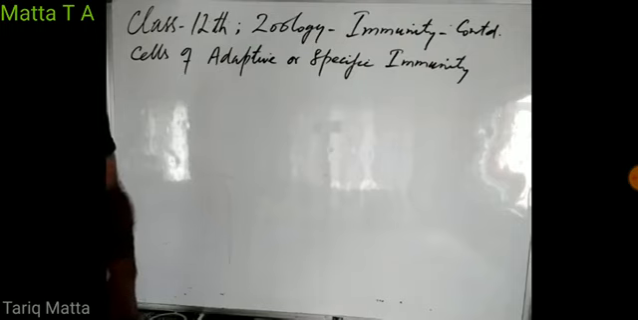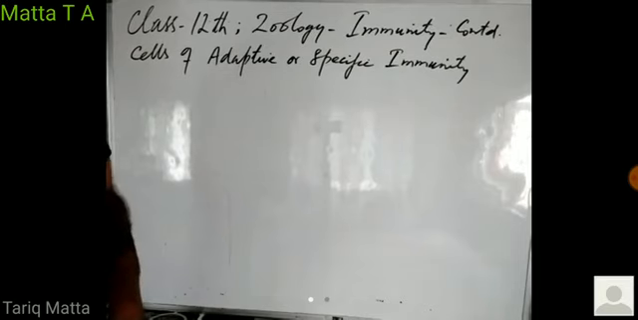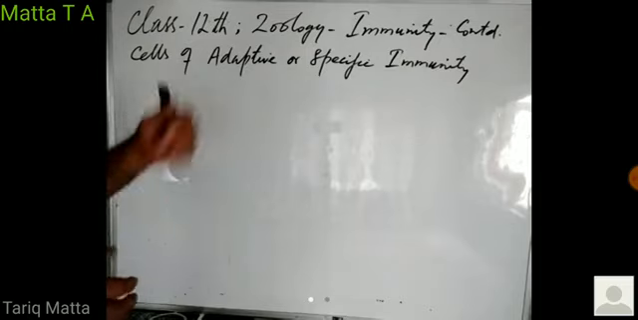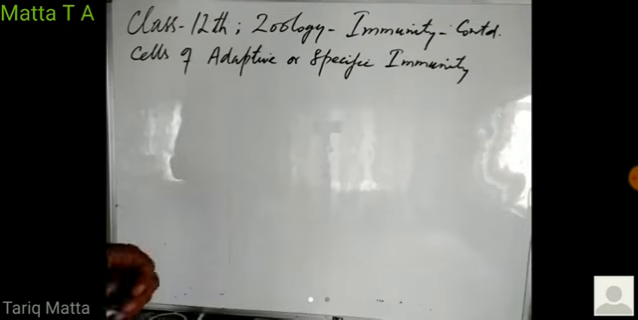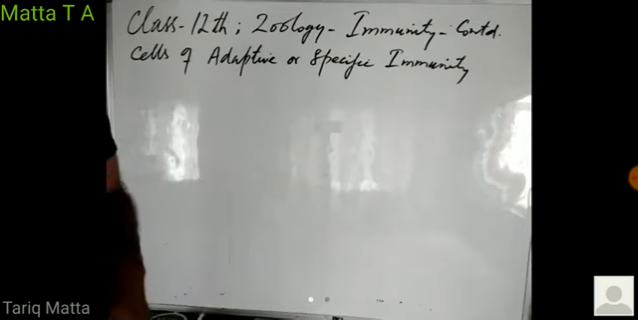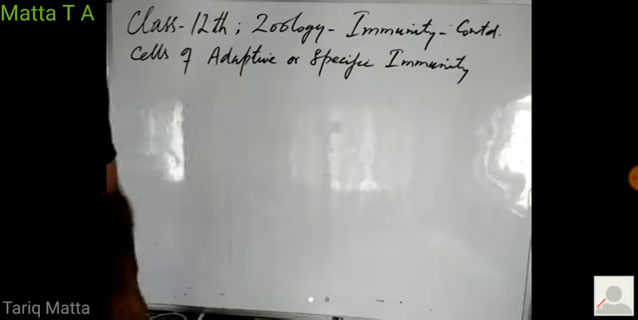Third, it displays memory. It keeps a record of the invaded pathogen. So the pathogens which had invaded our body, their record is kept by this type of immunity. And fourth, it seldom attacks its own body components. When something goes wrong, this adaptive or specific immunity may attack its own body components, causing autoimmune disease.